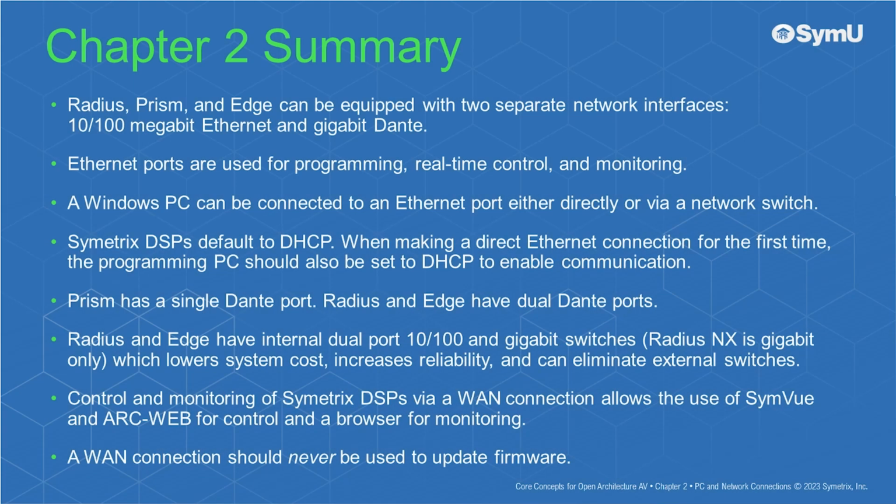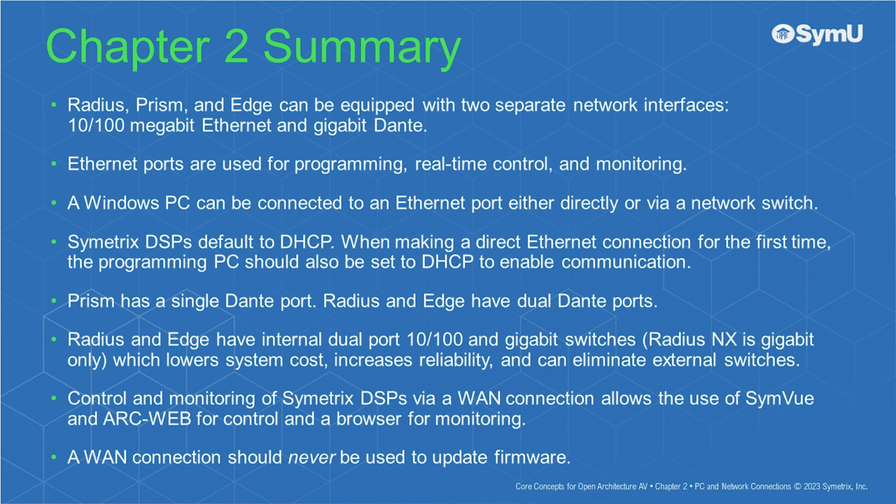The key points of this chapter are: Radius, Prism, and Edge can be equipped with two separate network interfaces, 10/100 megabit Ethernet and gigabit Dante. Radius NX has 1000BASE-T dual Ethernet. Ethernet ports are used for programming, real-time control, and monitoring. A Windows PC can be connected to an Ethernet port either directly or via a network switch.